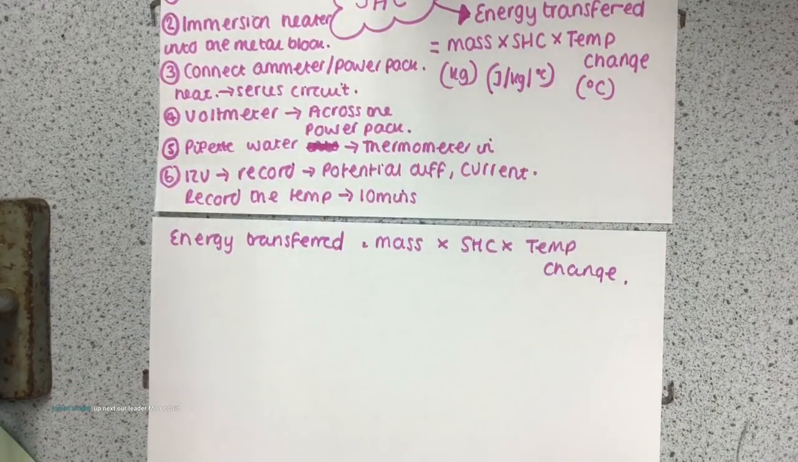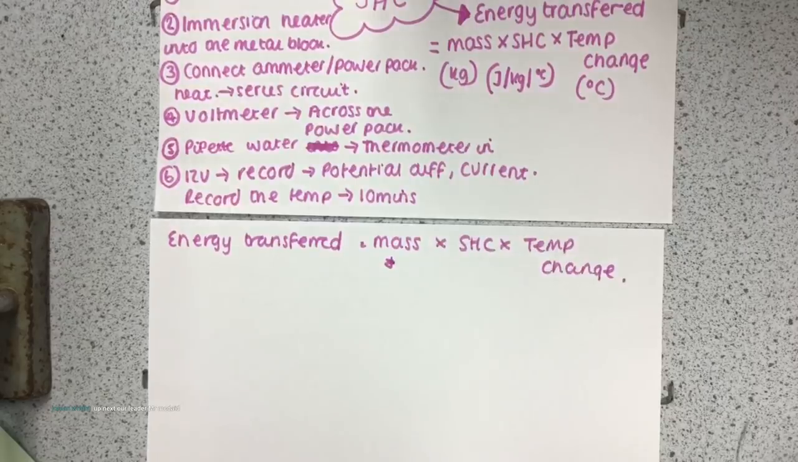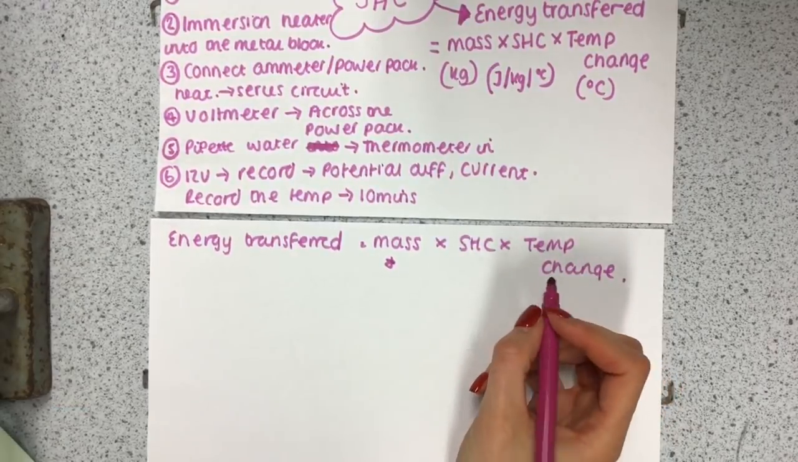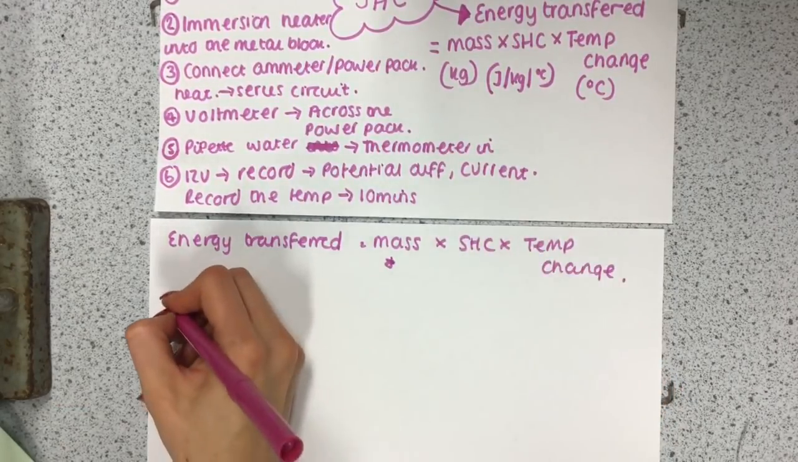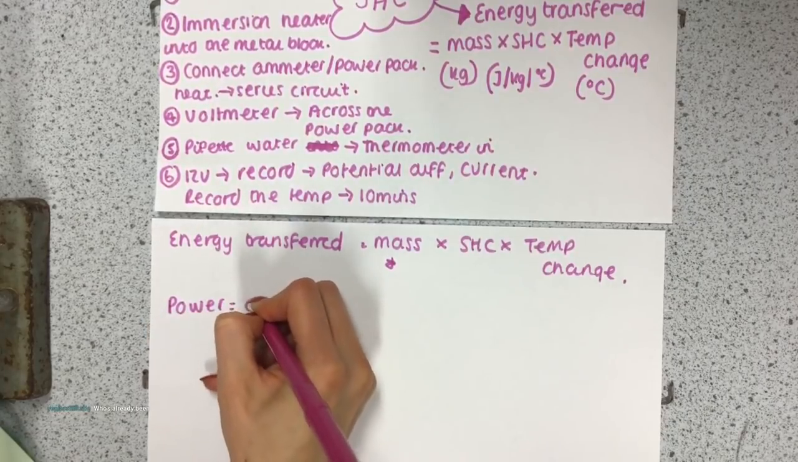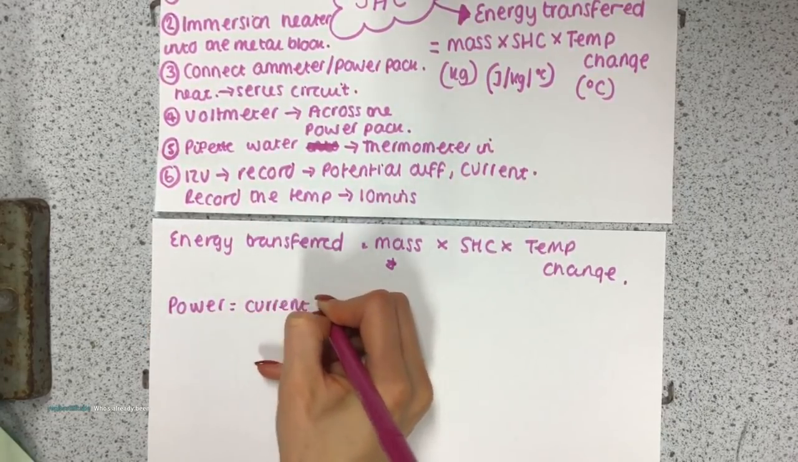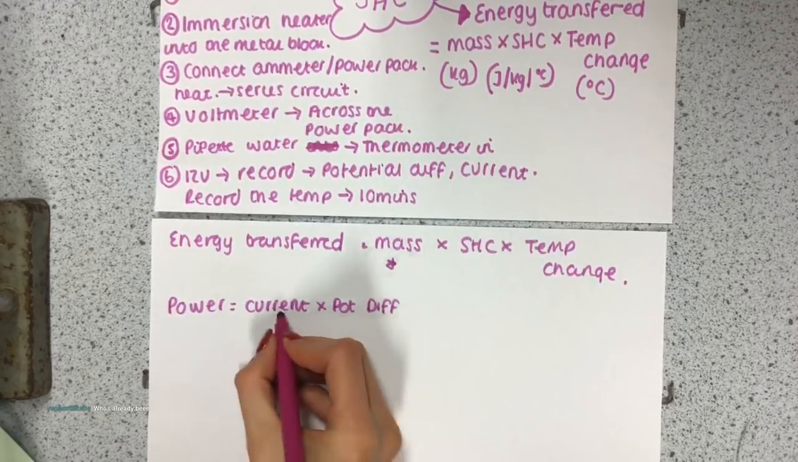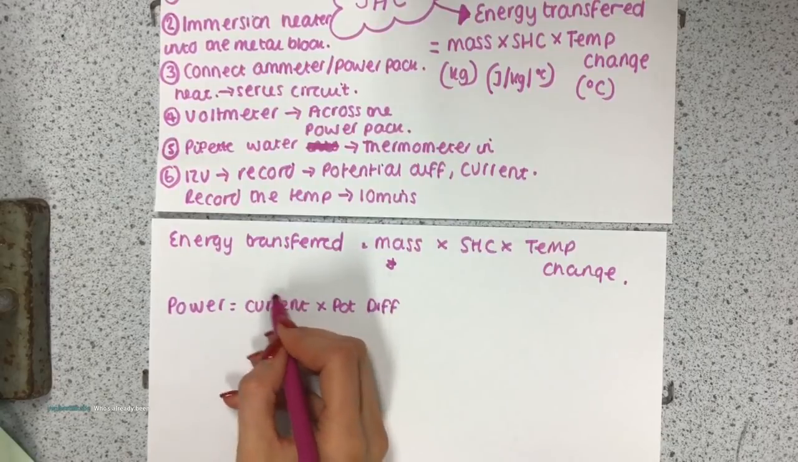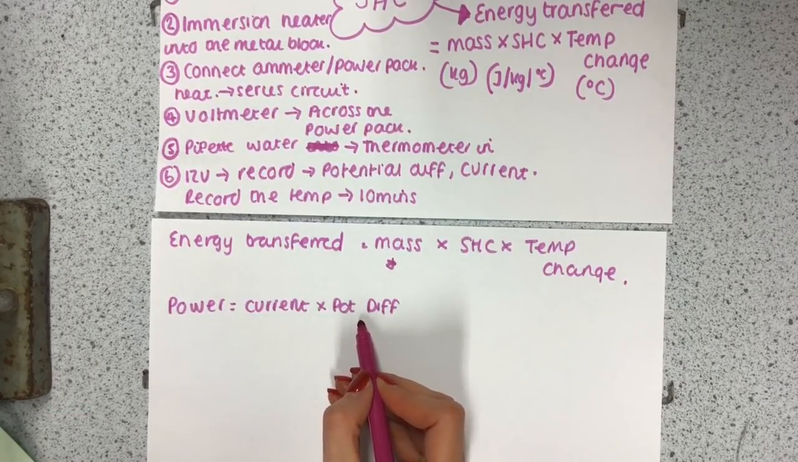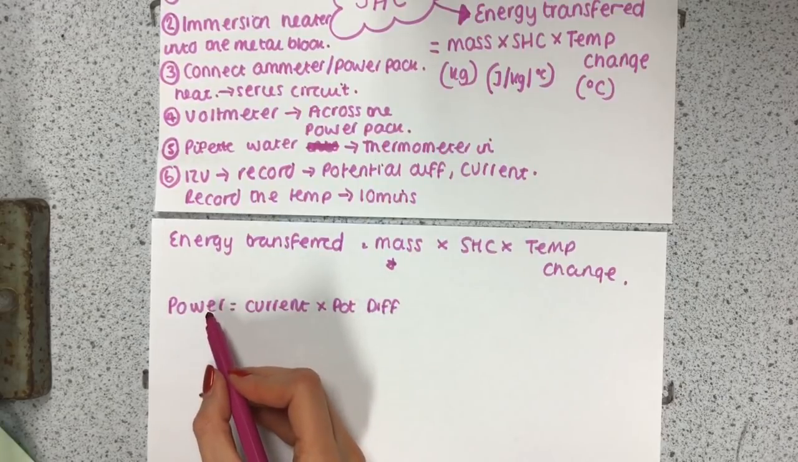So the first thing we need to do is, obviously we have our mass, we measured that during our practical, it was the first step we did. We want to work out the specific heat capacity. So the first thing we need to do is we actually need to calculate power. So we need to use the equation, power is current times potential difference. Okay, so these two things we have just measured in our practical. We measured the current using the ammeter and the potential difference using the voltmeter. So current times potential difference will give us our power.